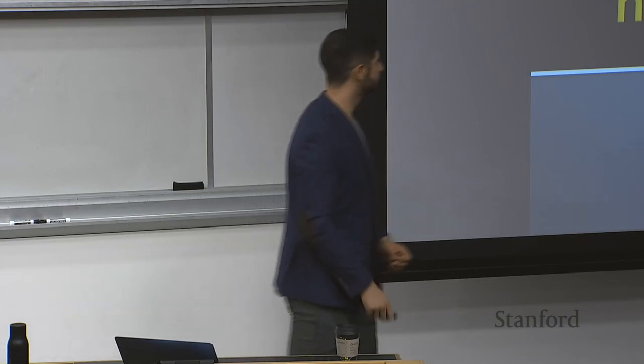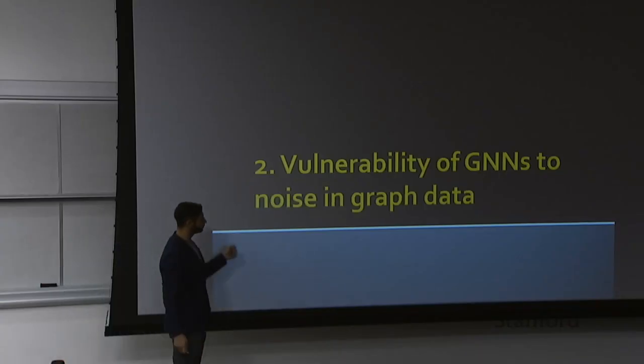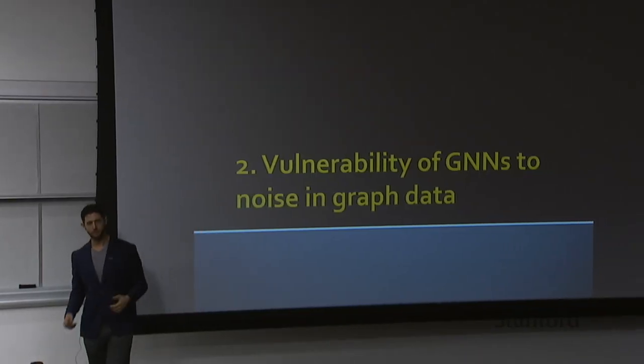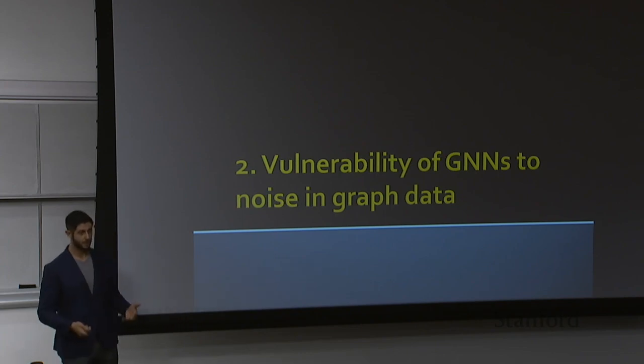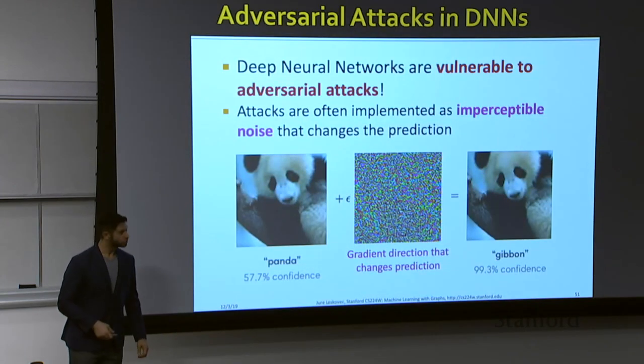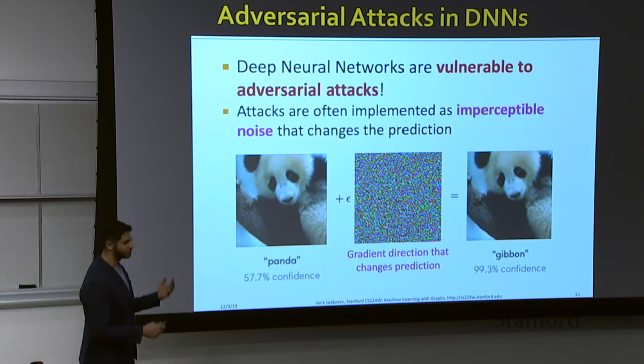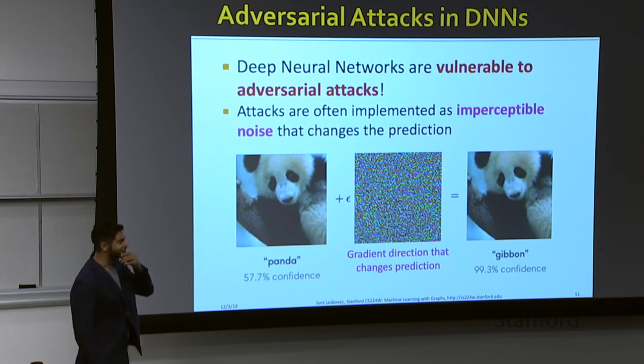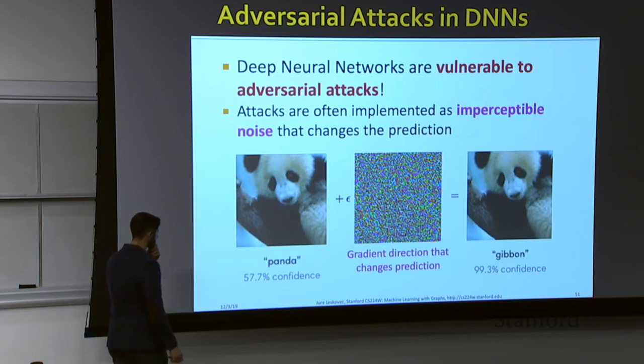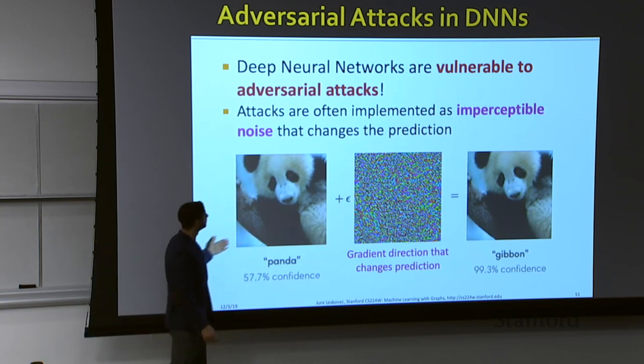Let's go with that. So now we're going to be talking about vulnerability of GNNs to noise in graph data, or in some sense, adversarial attacks on GNNs. So I'm quite sure you have seen this example multiple times. I think it went on the media as well, possibly not with the pandas, but with other animals. But the key insight here is that deep neural networks are vulnerable to adversarial attacks. And I'm quite sure this case comes from ImageNet.